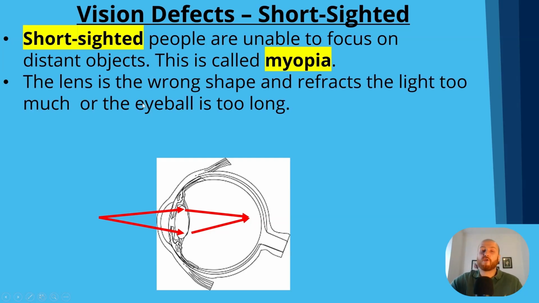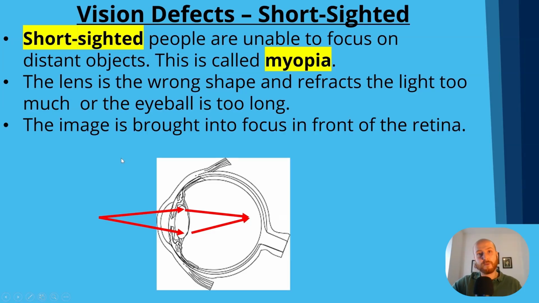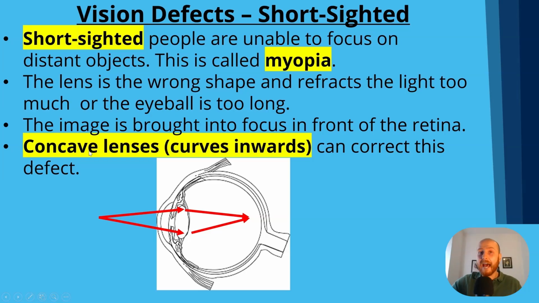The lens is the wrong shape again and refracts the light too much, or the eyeball is simply too long, so the point where those light rays converge is in front of the retina. So the image, as we would say, is brought into focus in front of the retina. Now, concave lenses can correct this defect.